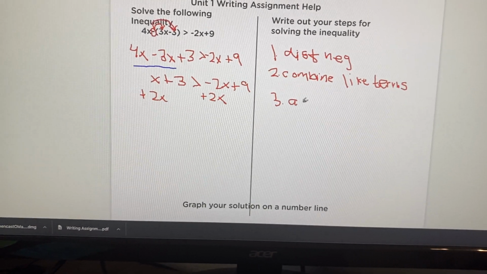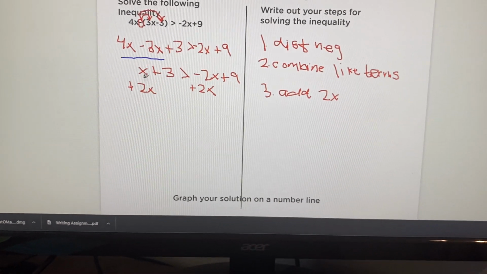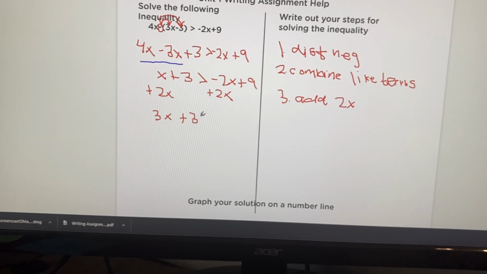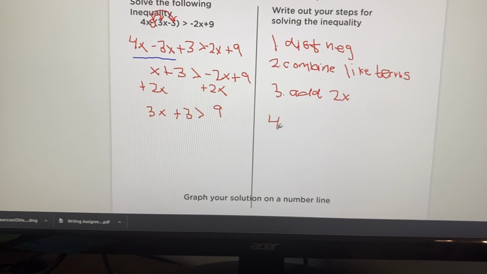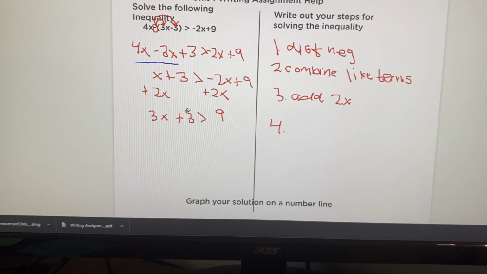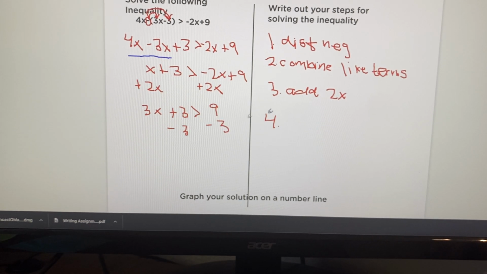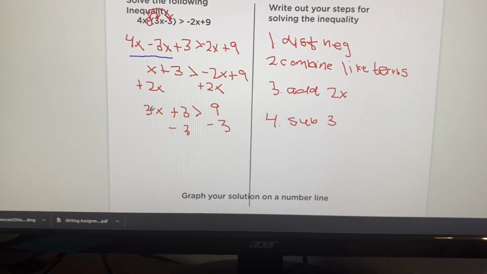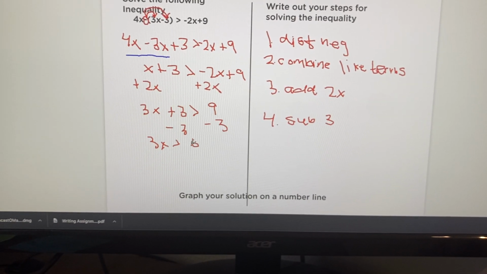So my step 3 would be add 2x. 1x plus 2x would give me 3x, and I'm going to rewrite the rest of my problem. My fourth step here, I want to get x by itself, but right now I have this plus 3, so I need to do the opposite, which is to subtract 3. So I'm going to get 3x is greater than 6.